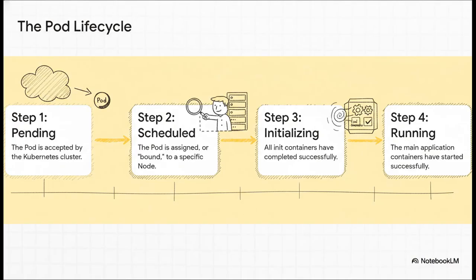A pod goes through a few distinct phases, and it only ever makes this trip once. First, it's pending. That just means the cluster has said, okay, I've got your request. Then, the scheduler kicks in and the pod becomes scheduled. It's been assigned a home on a specific node. If you have any special setup containers, they run during initializing. And finally, the moment we've been waiting for, when your main app containers are up, the pod is officially running.